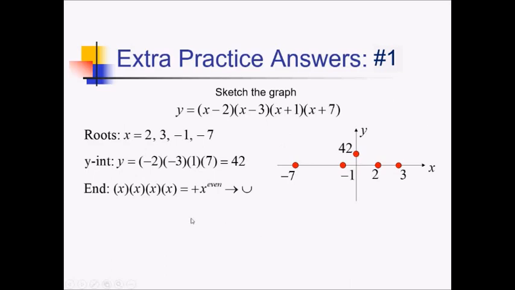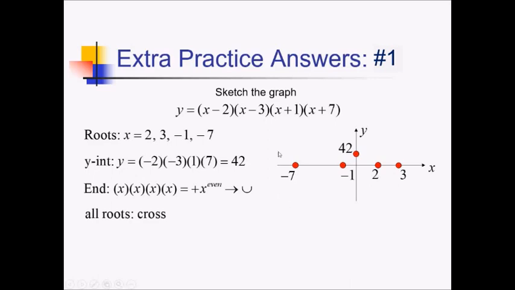Next, let's get the individual root behavior. And we find that by looking at the exponents on all our factors. So all of these roots are coming from single power factors. So since these are all singles, that means that for all roots, we are going to cross through just like a line would cross through the x-axis. If those had been doubles, then we would have bounced. If those had been triple powers, we would have flattened. Since they're all single powers, we cross.